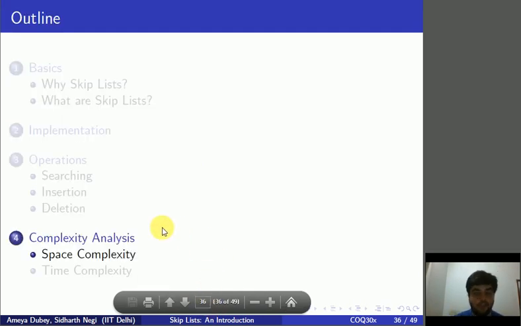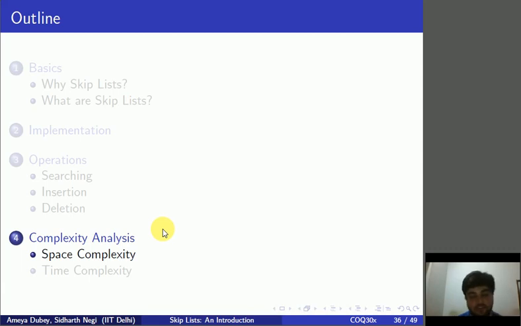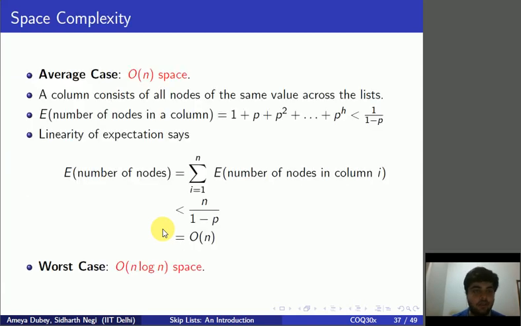Yep, so we are here. Now obviously, as you all know, it involves a discussion on both the space complexity and the time complexity. Let's start with space complexity. The average case takes order n space. This isn't very hard to see, so this part doesn't involve a lot of mathematical gymnastics.